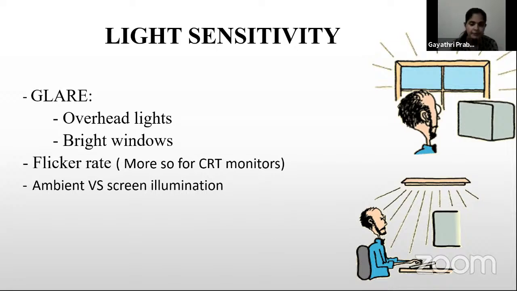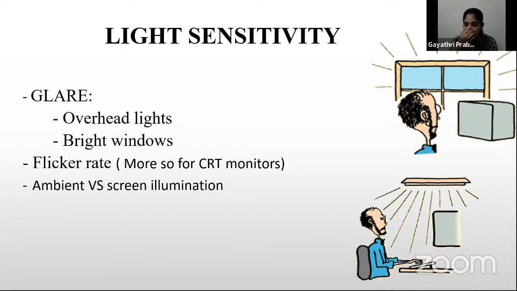The next problem could be because of the flicker rate or the refresh rates. This was more of a problem with CRT monitors. It's much reduced now. The next is the ambient versus the screen illumination. Now, when we are looking at our screens, it's also important that the room illumination and the screen illumination are sort of at par. The room illumination should be slightly lesser than the screen, but not too dark as well.